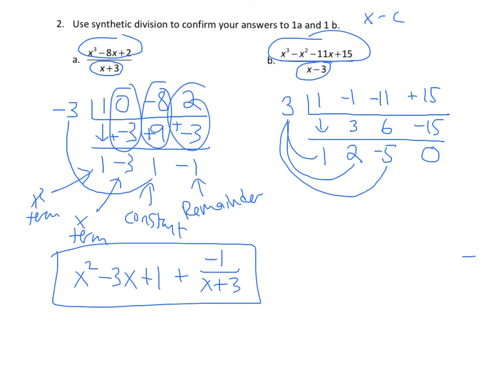And this time, that means there's no remainder, because we have a 0 on the far right. And that means the top expression is factorable, which comes into play later in level 2, 3, and 4. So the answer is going to be x squared plus 2x minus 5.